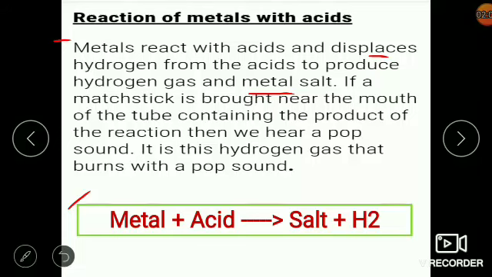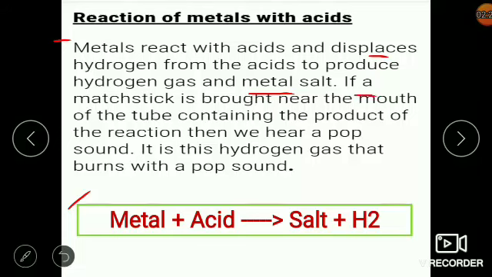Now hydrogen is what type of gas? It is a colorless gas. It doesn't have any odor, it doesn't have any particular characteristic color. So whatever gas is coming out, to identify it you have to perform a specific test for it. The test we perform for hydrogen gas is termed the pop test. Now see what that pop test is.